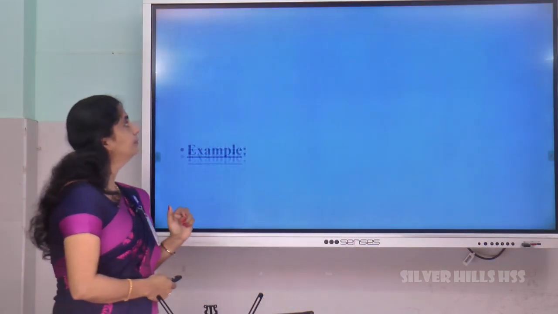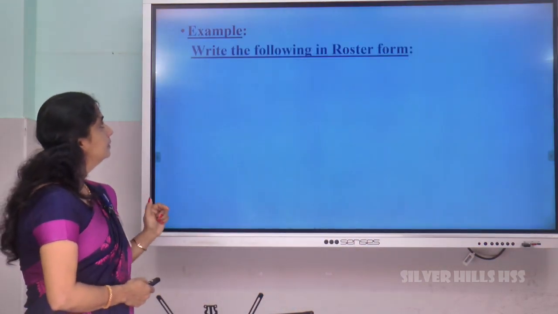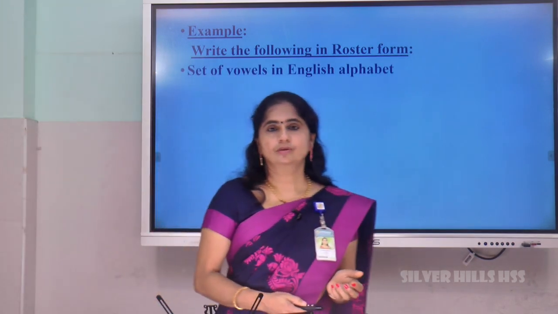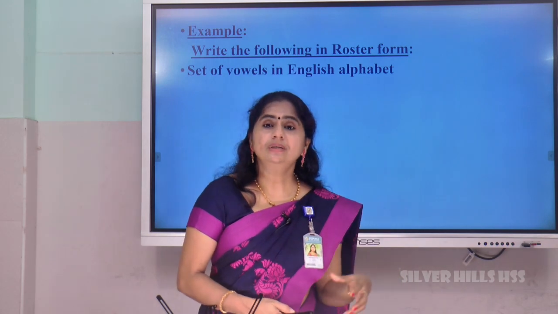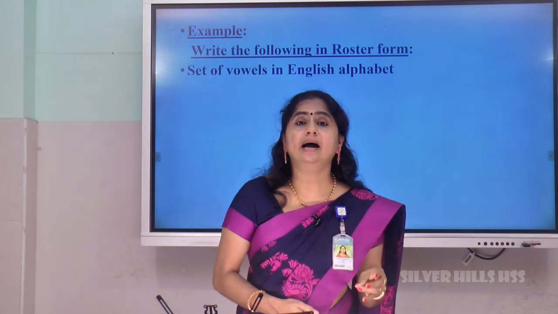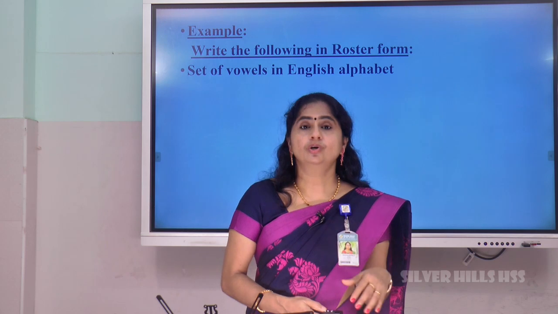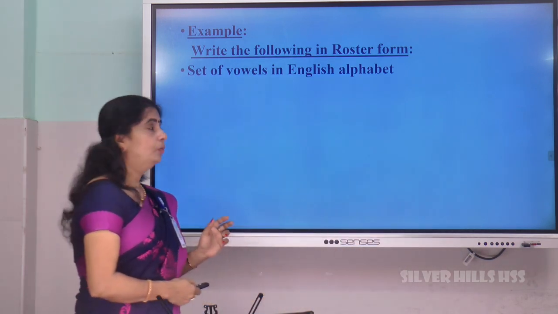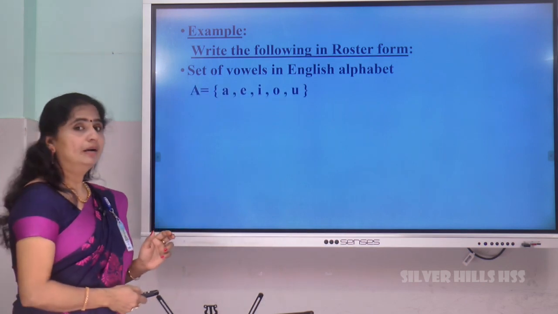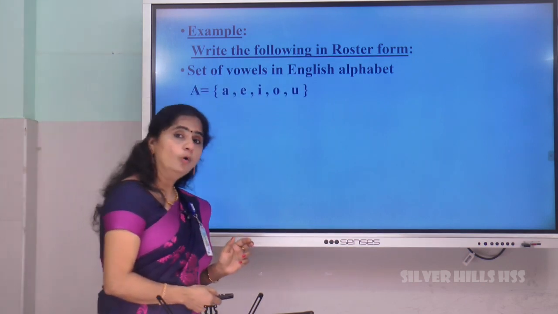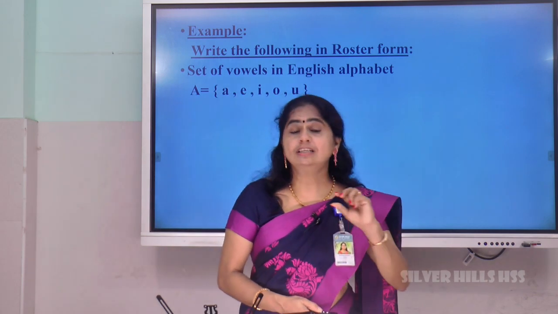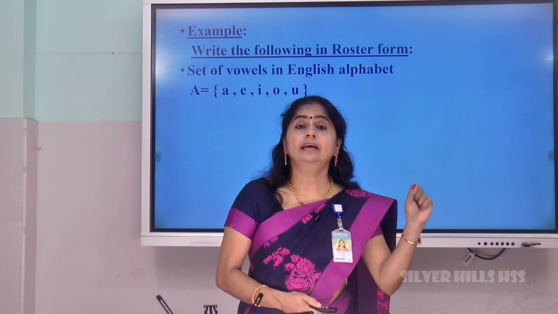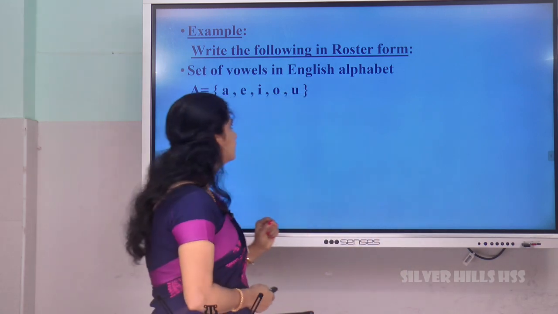For example, let's see the set of vowels in the English alphabet. We know that the vowels are a, e, i, o, u. So, how do you write it in the roster form? Within braces, we write it as {a, e, i, o, u}. So, you have listed down the elements separated by commas enclosed within the braces.